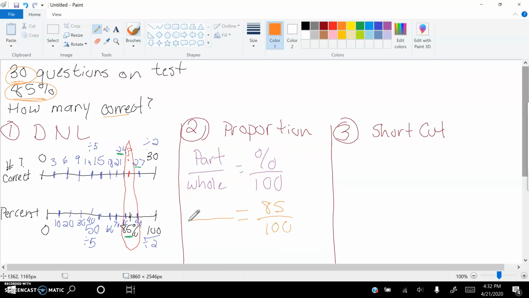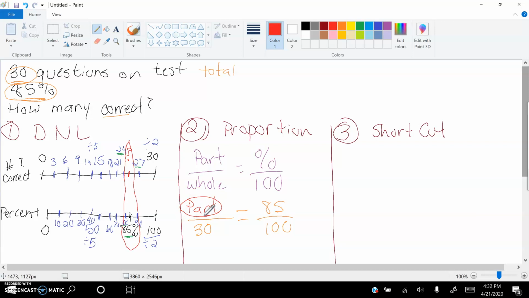And then we just need to figure out, is 30 the part or the whole? Well, 30 was the total number of questions. So this is the total. So since that was our total, that tells us that 30 is going to be the whole. If we got all 30 questions correct, we would have gotten 100%. And then this part is what we're looking for.